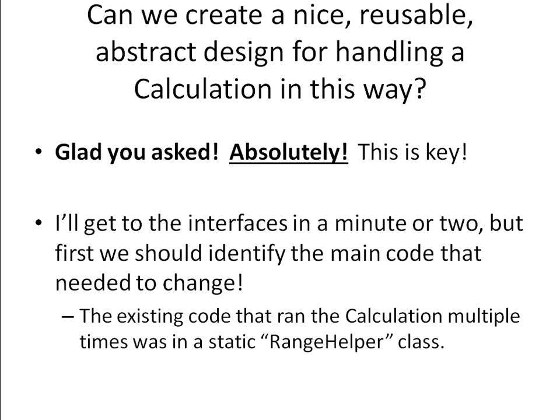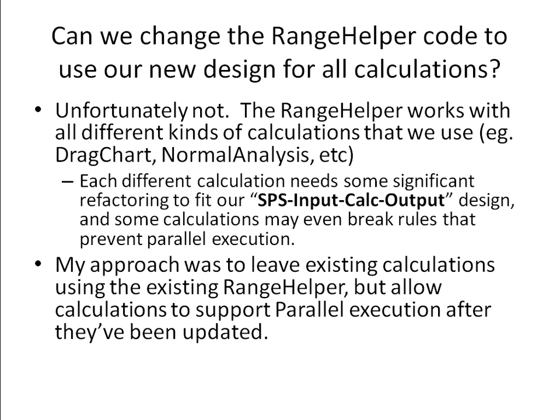In this particular case, there's a chunk of code called range helper. It's this static class, and that's what's used for, remember I said there's 2 ranges of friction factors. The range helper class is the guy that says, please run this calculation multiple times. And so this is the place where we need to make little changes.